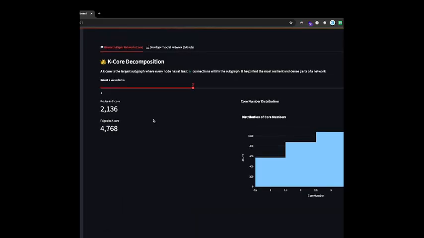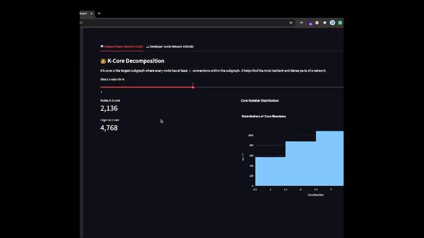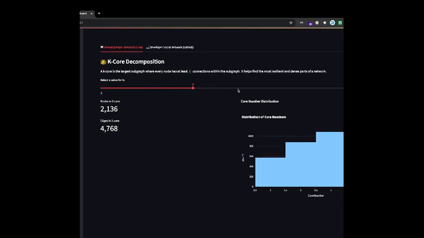Here, this lets us filter the network by core level. As we increase the K value, we see only the most tightly connected nodes remain. In Cora, these are the foundational papers with many mutual citations. As you can see, we can vary the K number. We have nodes in the 3-core 1227 and edges in the 3-core 3198. You can see the distribution of core numbers as follows.